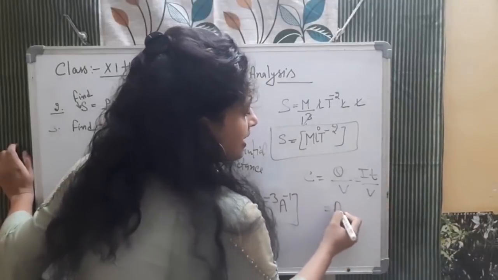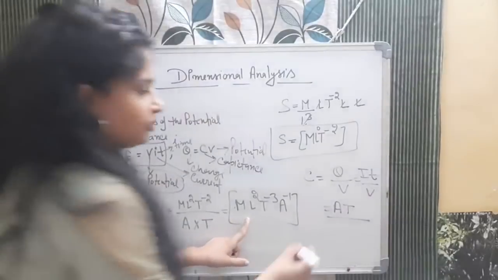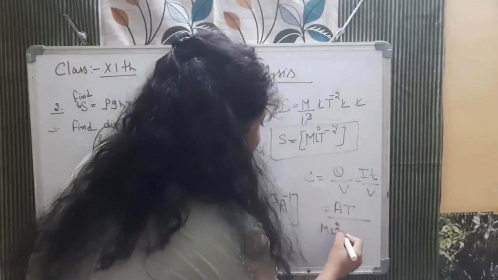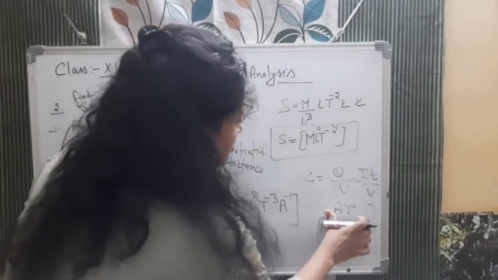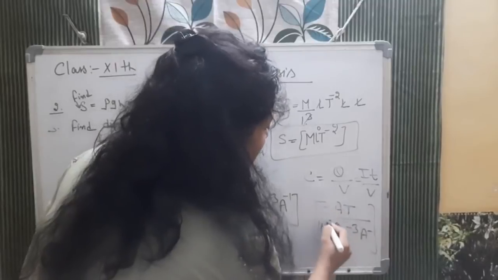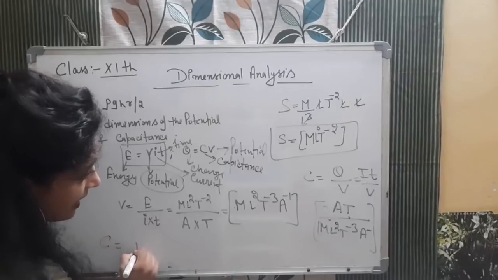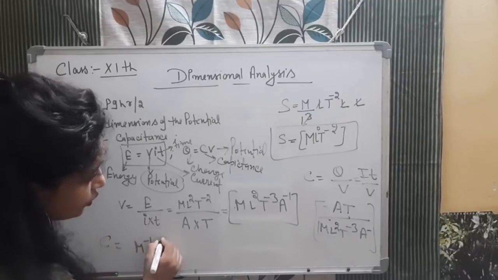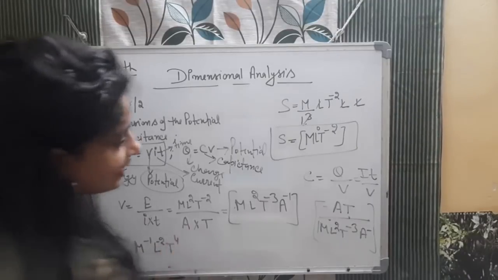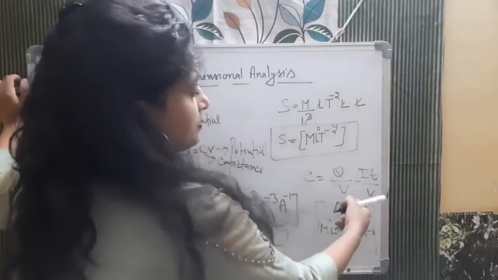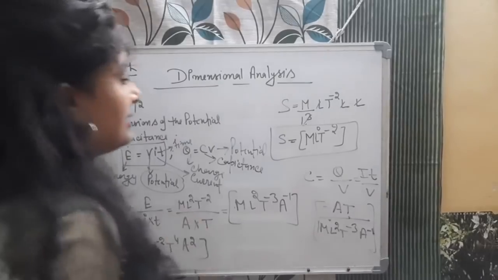Now for the current we know ampere. For the time T. For the potential we already calculated. Put this formula mL²T⁻³A⁻¹. Now solve this. It should be a square bracket, not like this. Calculate this. What will happen? C is equal to M⁻¹, L⁻², T will be plus 4, and A⁻¹ here, it will go upside, so A². This will be the dimensional formula for the capacitance.